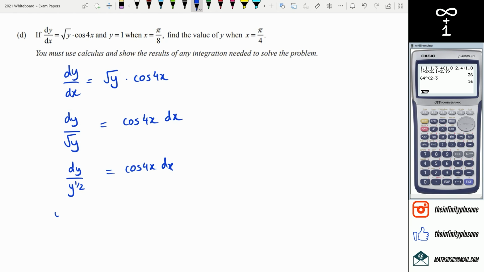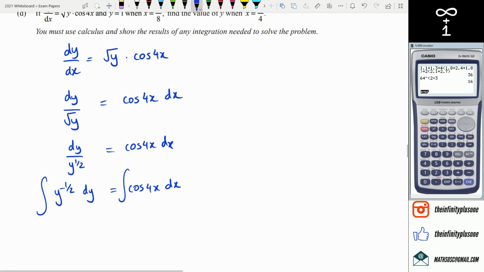And then I'm going to bring y to the power of half to the numerator to make it negative half, equals cos 4x dx. Now I'm ready to integrate it. So when I integrate y to the power of negative half, I'm going to get y to the power of negative half plus 1 divided by negative half plus 1. That's the new power. And that's all equal to the integration of cos, which is sine 4x.